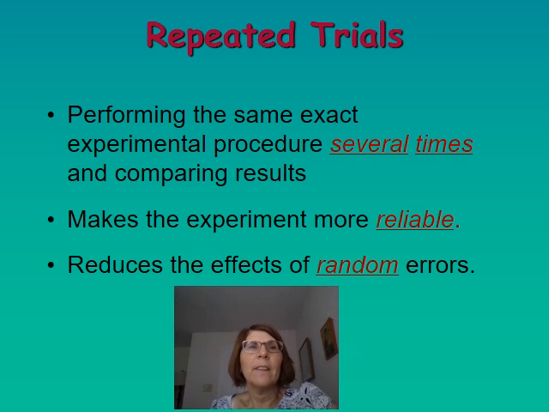So, repeated trials. We always want to do more than one trial. Ideally, we would want to do it 3 times. This reduces random errors. Unfortunately, we usually do not have time to do 3 trials, so we usually end up only doing it once. But in an ideal situation, we would do it 3 times.